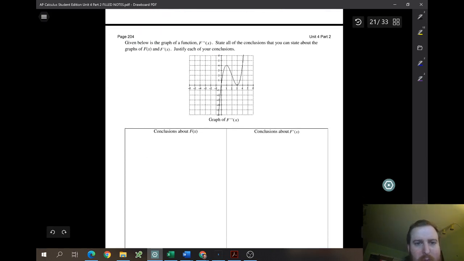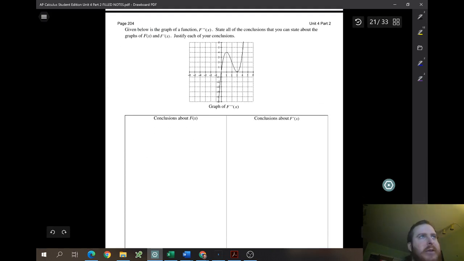So f double prime of x graph, now this is our third one. And this one, actually, we can draw the least conclusions about, because especially for f of x, we're working backwards two times. So we actually have no clue where f of x would be increasing or decreasing. We can only draw conclusions for f of x about its concavity.